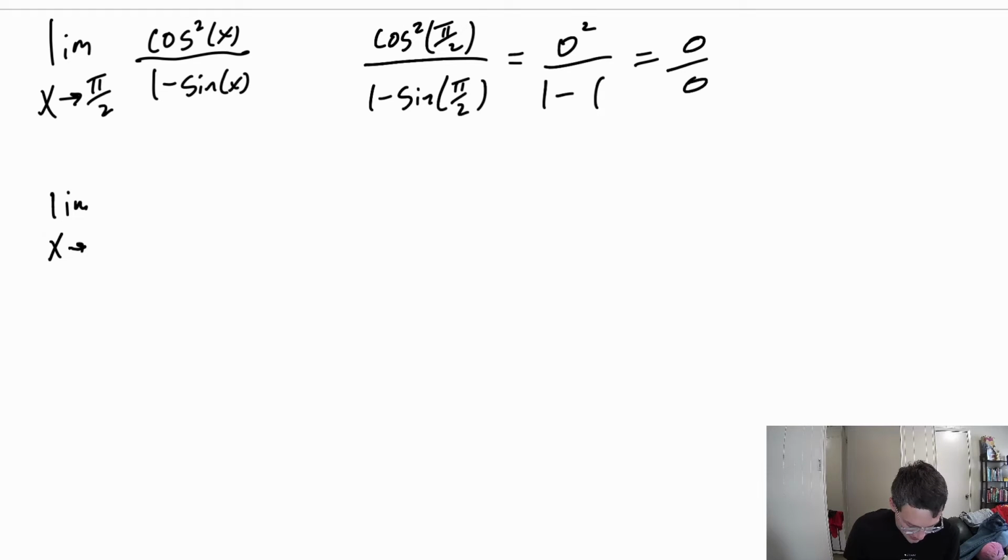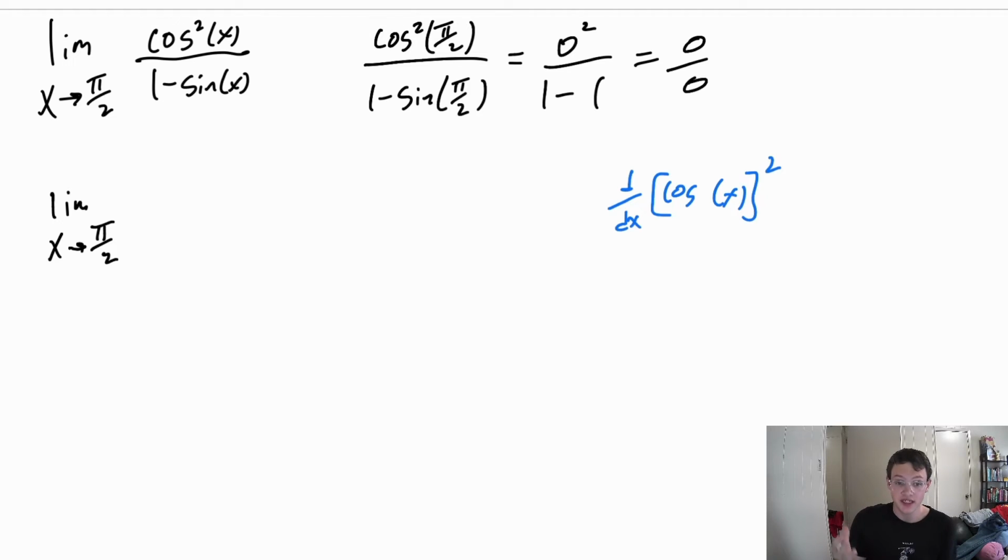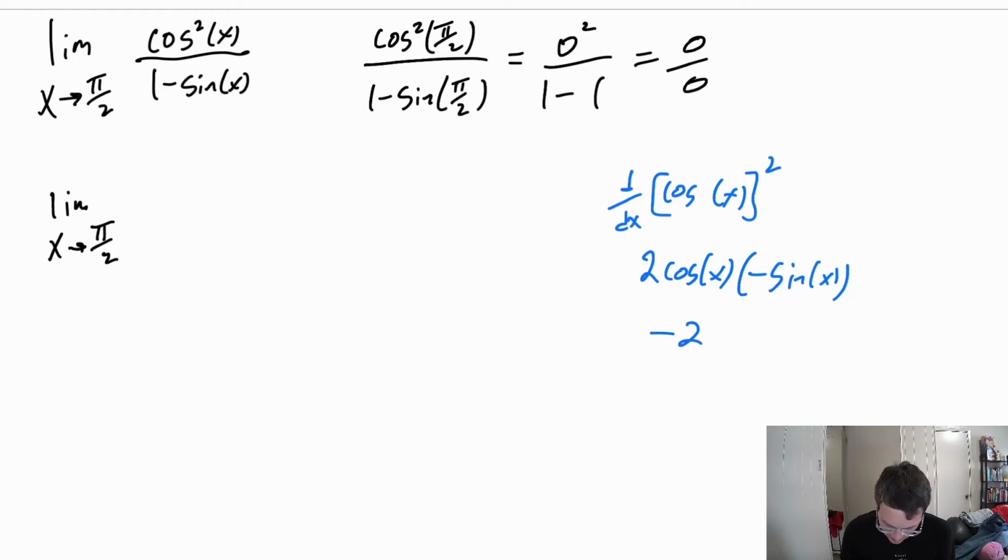So this gives us the limit as x goes to pi over 2 of the derivative of the top. So let me change colors here, and we'll take a look at the derivative with respect to x of cosine squared of x. Remember, cosine squared of x, it's typically easier to write this as cosine of x squared. We have a function raised to a power. That means when we take the derivative, we get 2 cosine of x times the derivative of the inside, which is minus sine x. So we get minus 2 cosine x sine x.